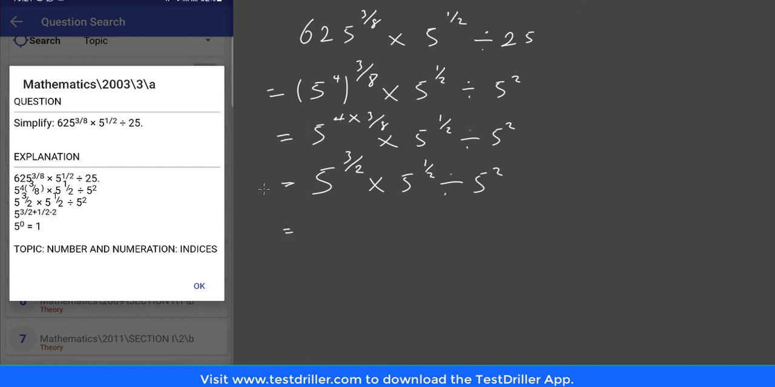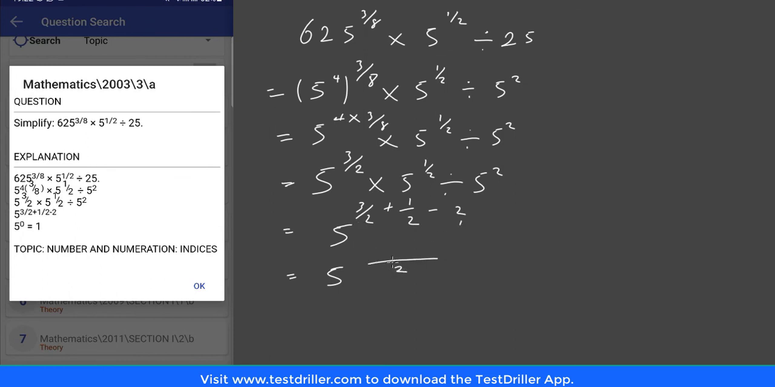So the next thing is to simplify this. So we apply the laws of indices here, which includes the addition law, the multiplication law, and the division law. So we take 5 raised to the power 3 over 2, plus 1 over 2 minus 2, because this is division, so we subtract. So that gives 5 raised to the power of, if you take the LCM, that will give you 2, right?